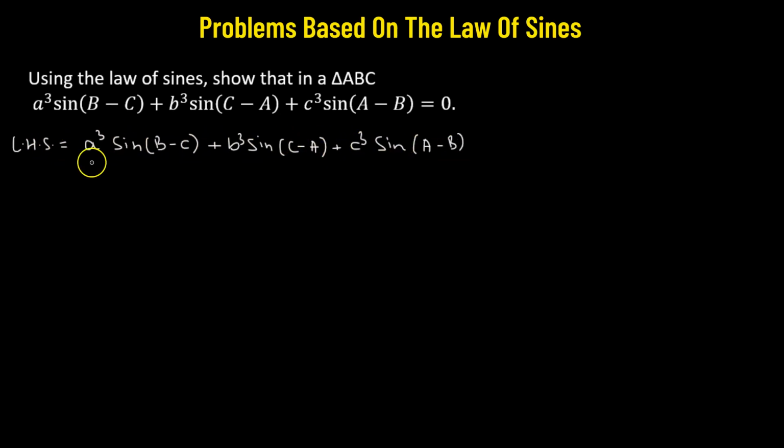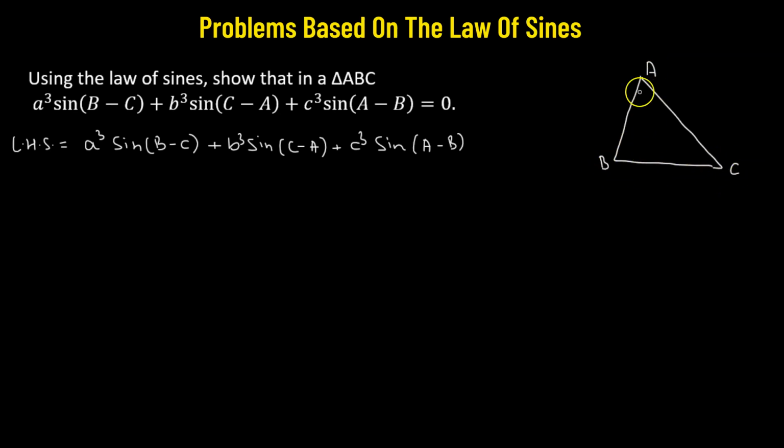In order to proceed, we'll need to find out the value of a, b and c. For that, we are going to use the law of sines. So let's say we have ABC represented by an acute angle triangle. So we have A, B, C. Also, let's specify its sides.